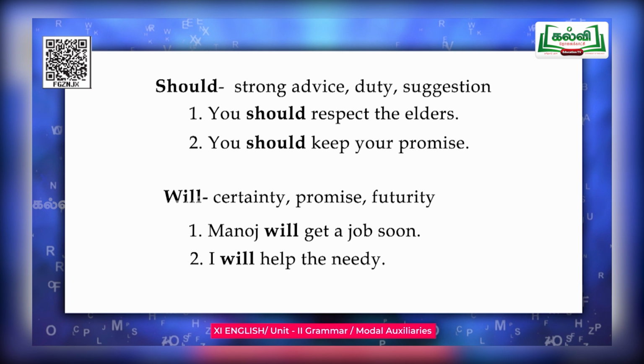When a speaker is certain of the particular act to be completed, he can use the word will in the sentence. I am very clear that there is a friend called Manoj. He will be getting the job very soon. I am very certain, because he is very knowledgeable, he is talented, he has completed his degrees. So it is certain that he is going to get the job soon. That's why I have mentioned the sentence, Manoj will get a job soon. Here I am very certain. I am expressing certainty regarding Manoj getting a job.